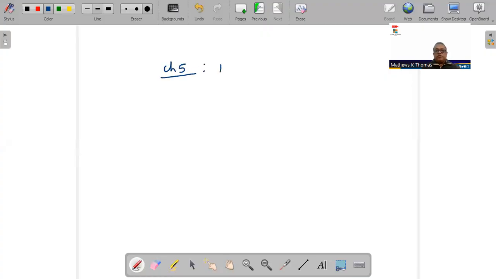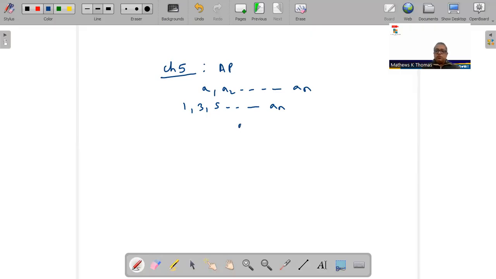Next, we come to chapter 5, that is arithmetic progressions, AP in short we refer. So we know that in an arithmetic progression, the first number is represented by A or A1, second is A2, and it goes on up to AN. So you can have a series like this: 1, 3, 5, 7, and the last number is AN.